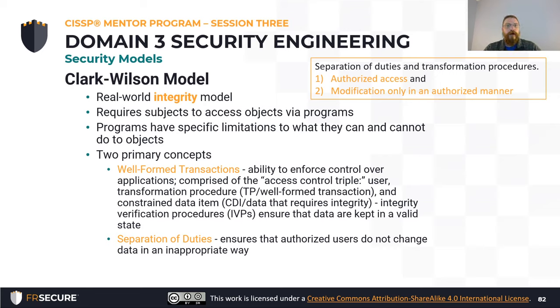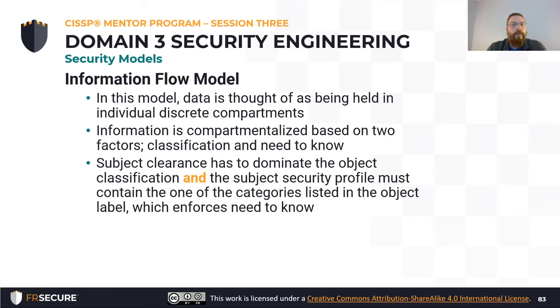Let's see. So yeah, Clark-Wilson, integrity. Make sure that you have authorized access and modification only in an authorized manner. Right? That's really the important thing on that one. Information flow, compartmentalized. Again, I have to have a clearance higher than the classification, and I have to be listed on one of the categories in the object label.